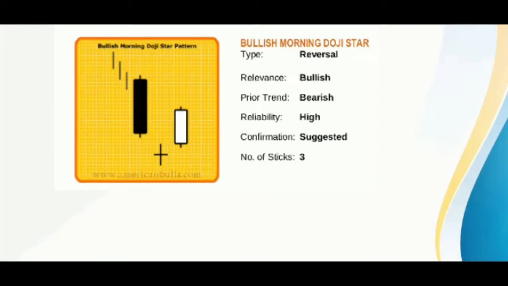Fourth candlestick is the bullish hammer. This is a type of reversal. The bullish hammer pattern is a significant candlestick that occurs at the bottom of a trend or during a downtrend, and it is called a hammer since it is hammering out a bottom.